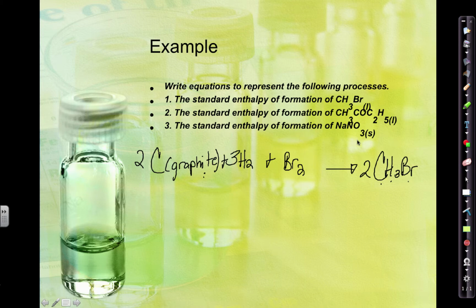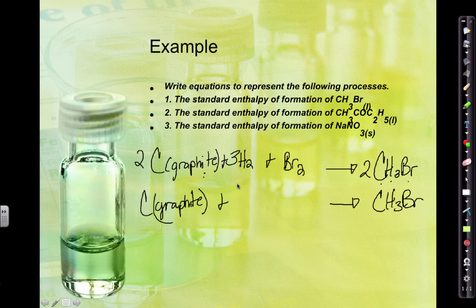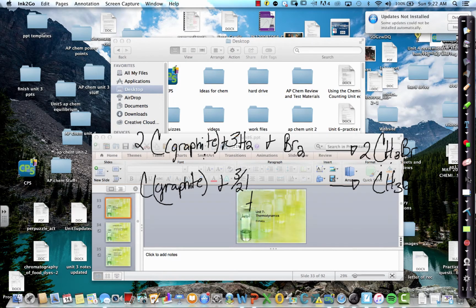Anytime I have enthalpy of formation, I need to have just 1 mole of the product. So I'm going to reduce everything down so I have just 1 mole of my product. In order to get this to 1, I can divide by 2. So I have to divide everything by 2. So 2 divided by 2 is 1. Again, it's going to be 1 for the carbon. Now 3 divided by 2 here would give me 3/2, and that's okay. I can leave it as a fraction.